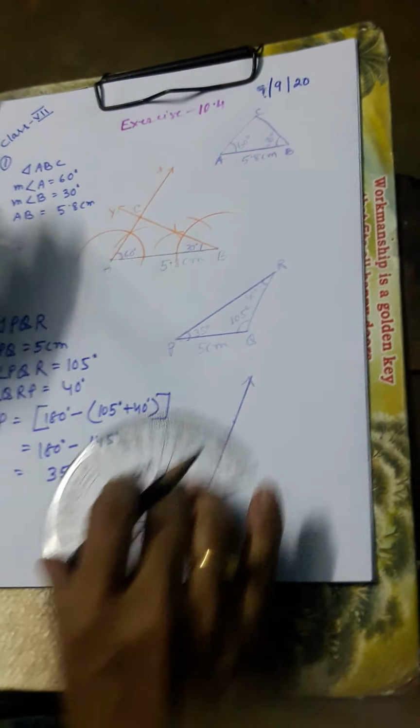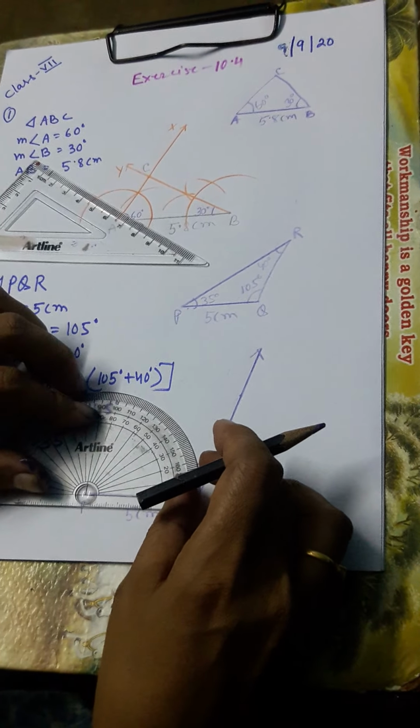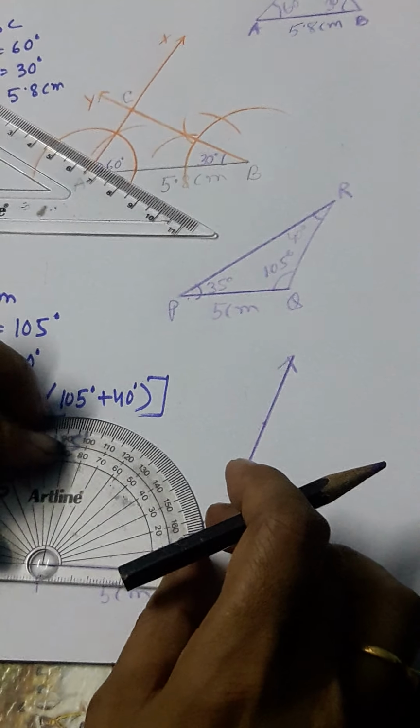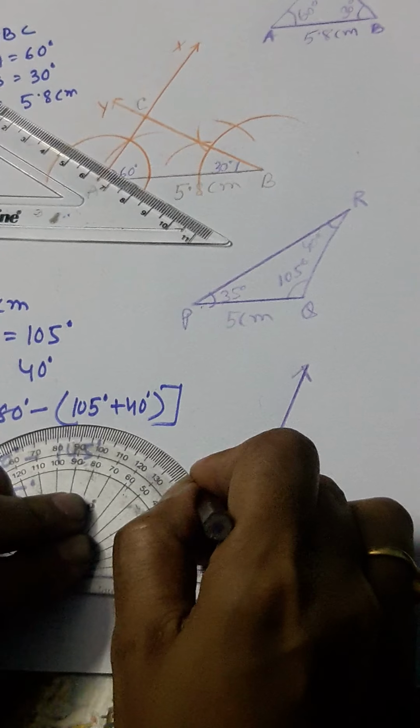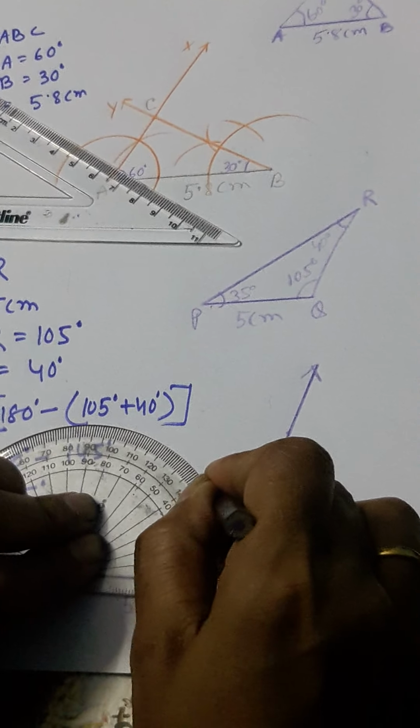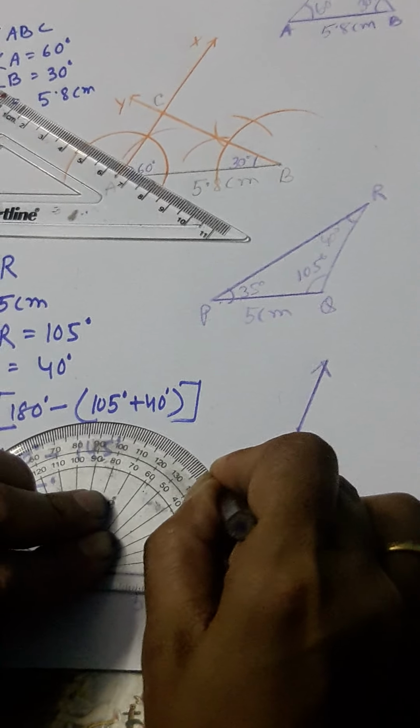that is equal to 35 degree. So again I will use my protractor, because we cannot construct this one now with the compass. So let's go for 35 degree. From 0 I will start counting. Here I have got 35 degree. Yes, let's mark this one properly.